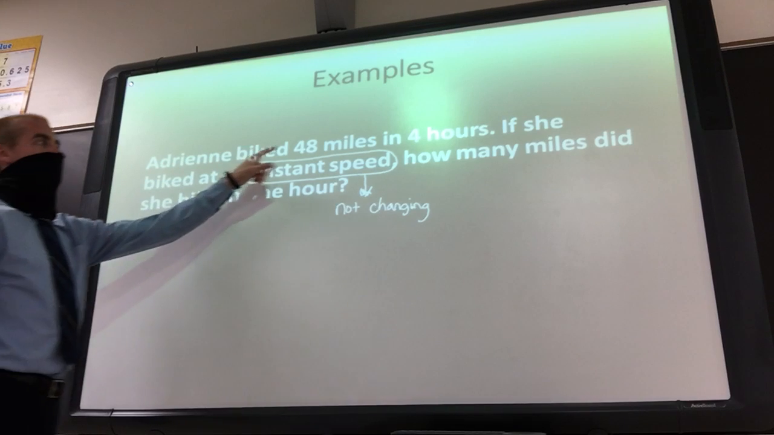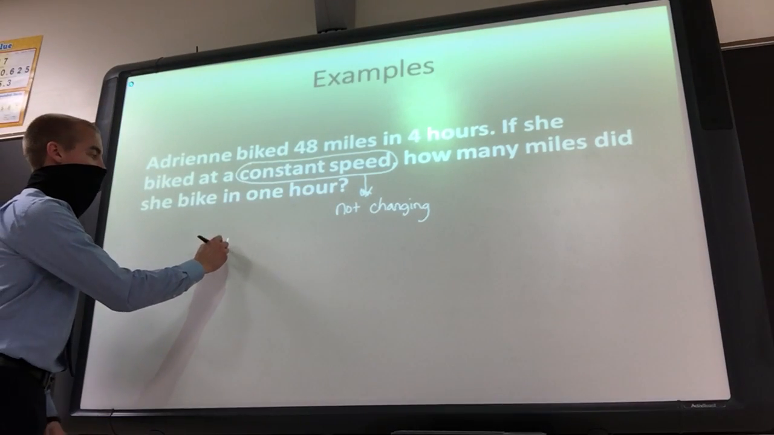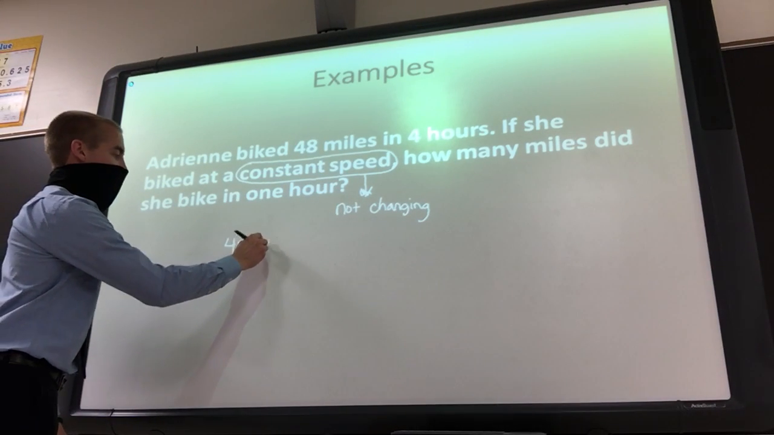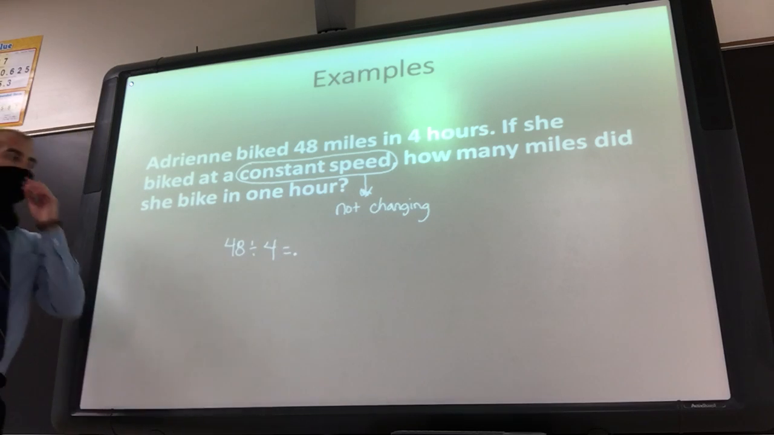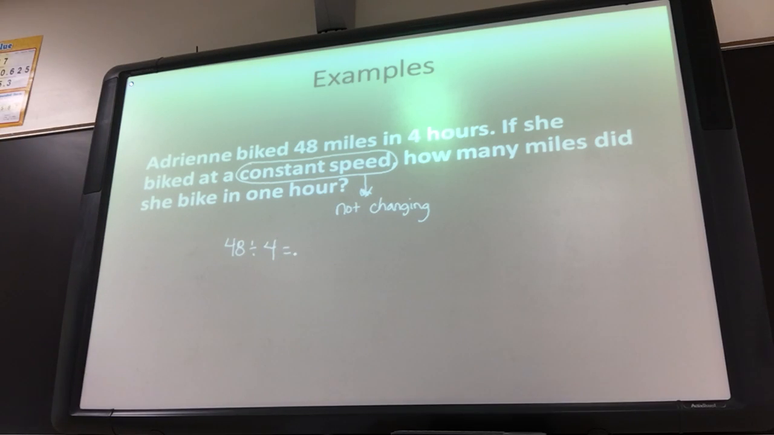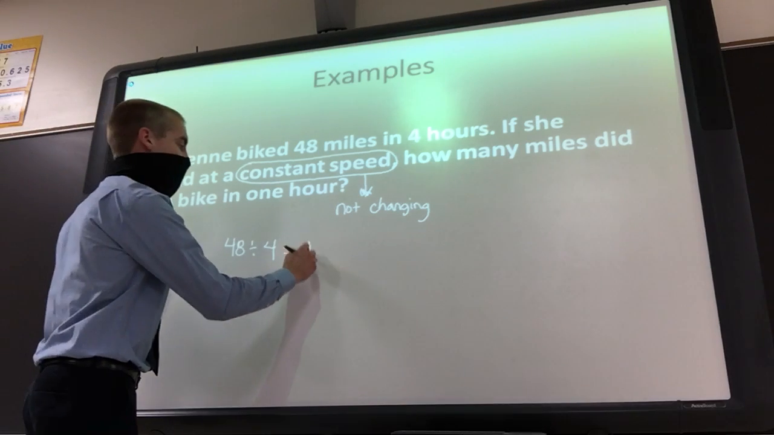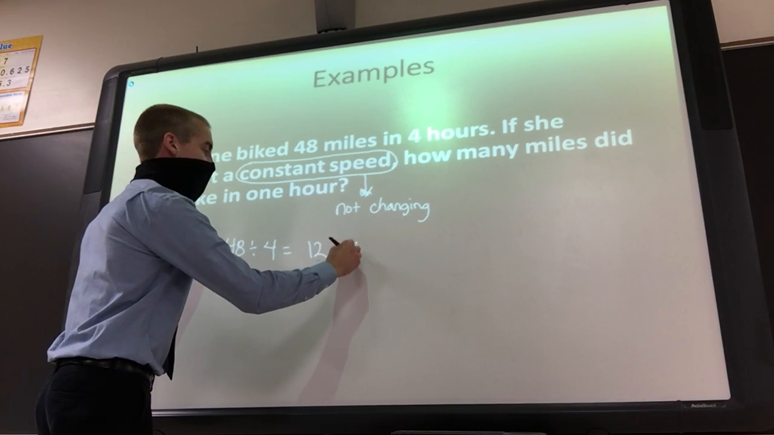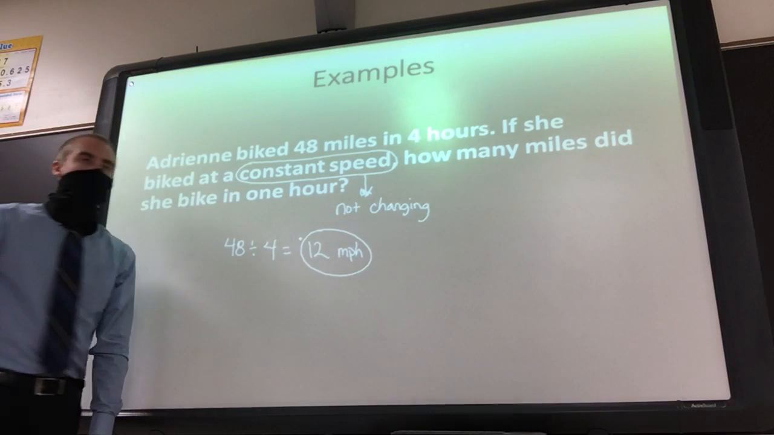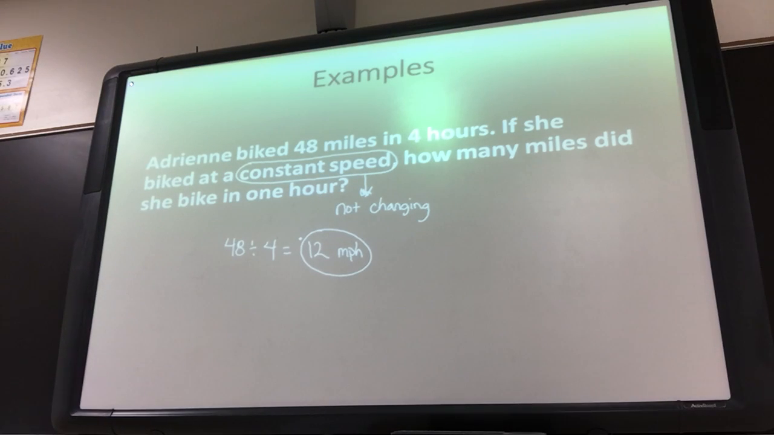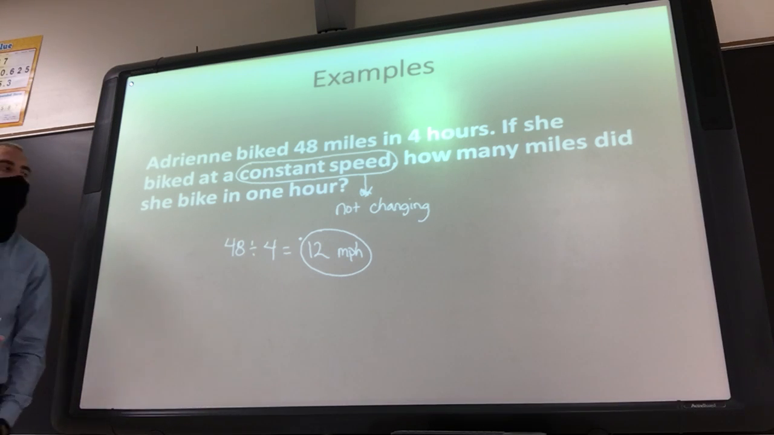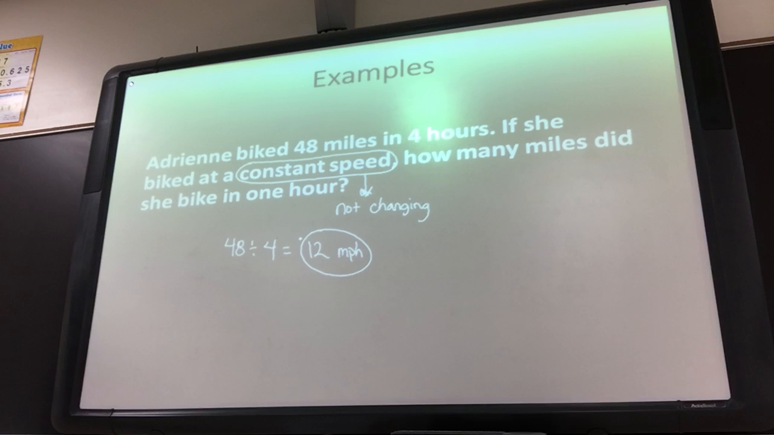So 48 miles in 4 hours, we're just going to do 48 divided by 4. Because speed is always measured in miles per hour, miles divided by hours. So 48 divided by 4 would get us 12 miles per hour. That means she biked 12 miles every 1 hour. That's what that means. She biked 12 miles every 1 hour. Okay?